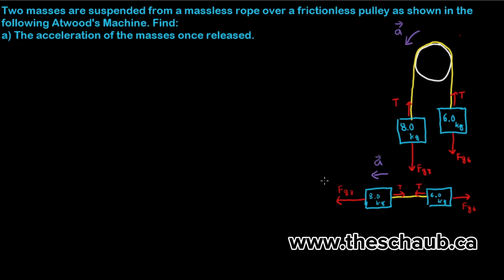When analyzing for the acceleration, we're analyzing for the entire system. So let's draw a box around the entire system so that we know what we're analyzing in part A. You'll notice in part B, we'll draw two smaller boxes as we analyze the 8 kilogram and 6 kilogram systems individually to find the tension.